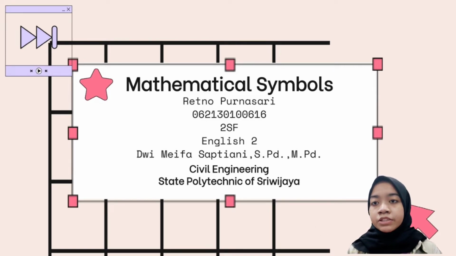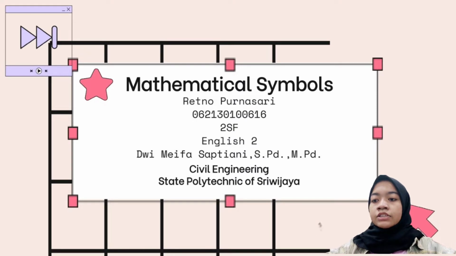Before we go on to the material, let me introduce myself. My name is Retno Purnasari. You can call me Retno. My student number is 062130100616. My class is 2SF and my subject here is English 2 and my lecturer here is Ma'am Dwi Meifa Saptiani, SPd MPd. My major here is Civil Engineering at State Polytechnic of Sriwijaya.